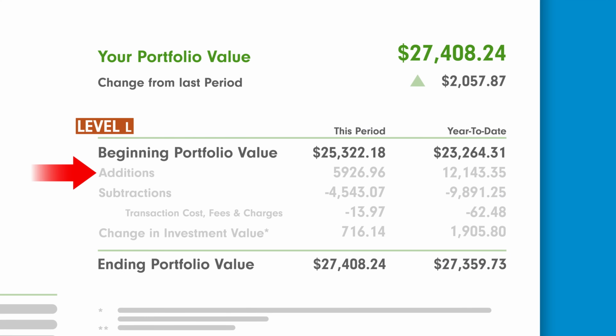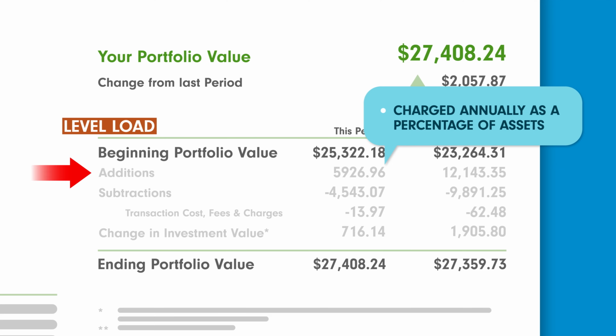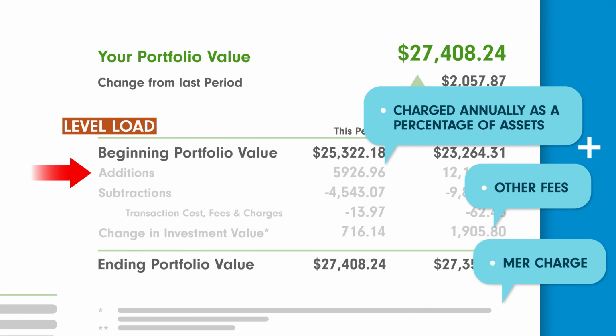The final fee is called the level load. Think of it as an annual subscription. This is an ongoing sales commission charged annually as a percentage of your assets. These are often combined with other fees like the MER charge.